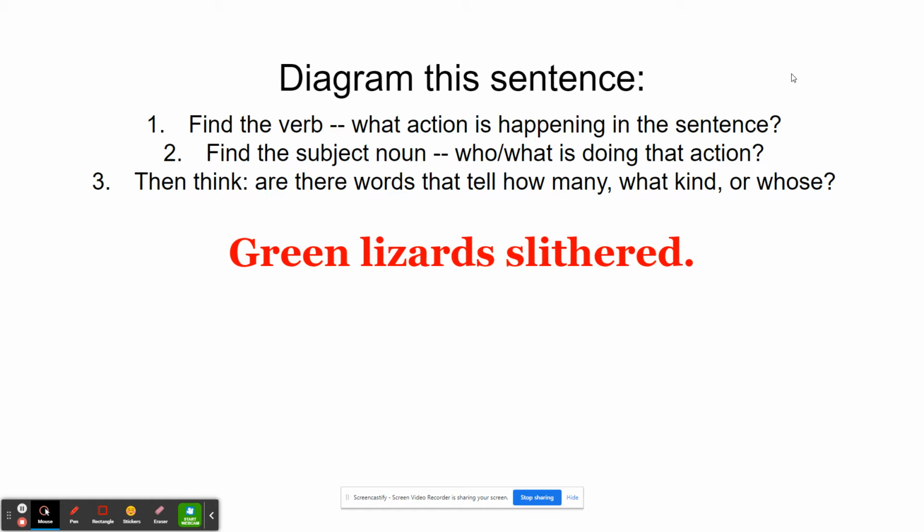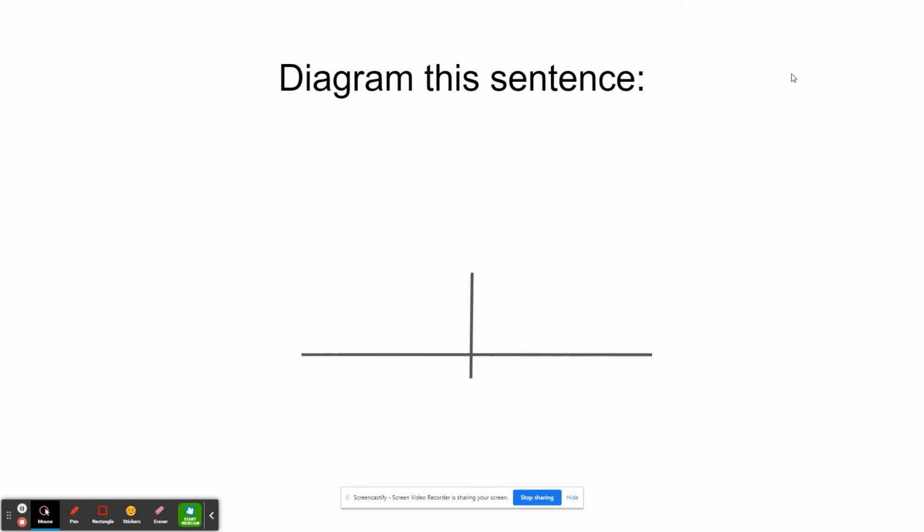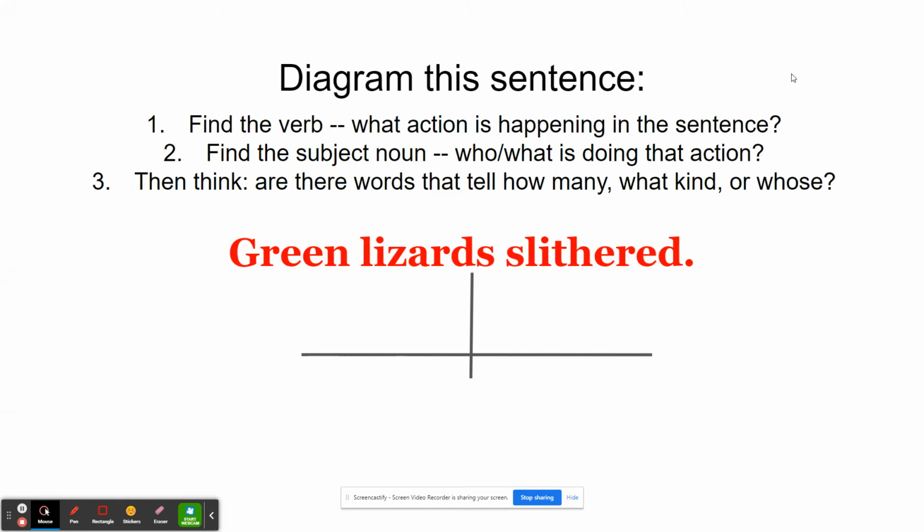I'm going to need 3 helpers. How do you let me know you want to answer a question? By raising your hand. All right, take a look, everyone. Here we go. We're going to check it. First, what action is happening? The verb, Madeline. Slithered. So everyone take a look. Did you write slithered in the correct spot? Yes.